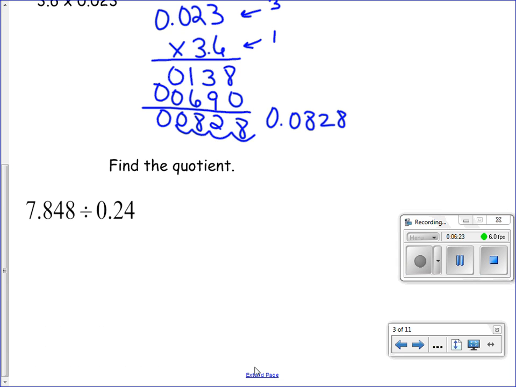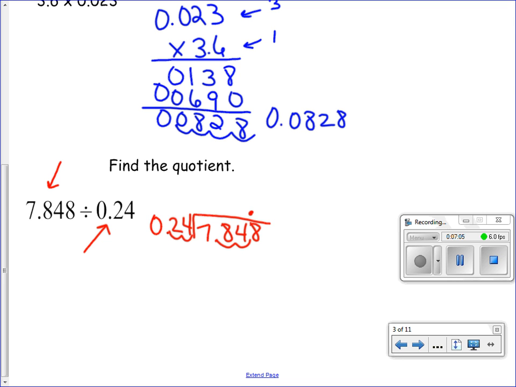Now we're going to move on to division. Let's set this up. It is 7.848, and it is being divided by 0.24. This is your dividend. This is your divisor. Your divisor always has to be a whole number. So you will multiply it by 100, the dividend by 100, move your decimal up. So now your problem is 24 going into 784.8.